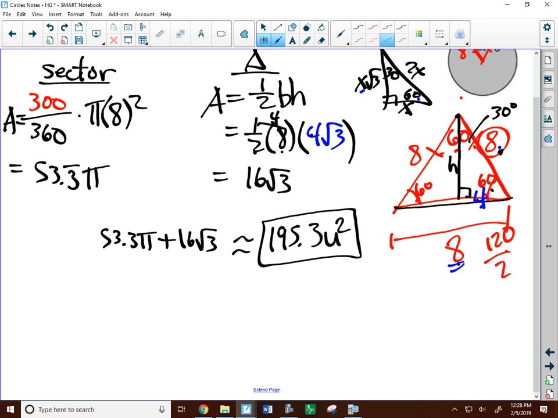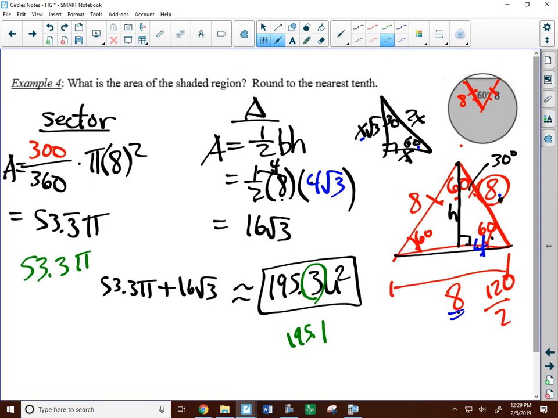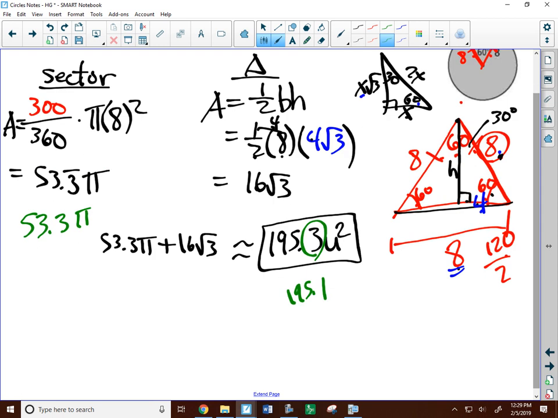Last thing I'll say, earlier I had somebody say, I got 195.1. She's like, what happened? Why did you get that? Well, that's the calculator. She put 53.3. She stopped it there. She didn't put the dot and continue the threes. So you'll notice you get a little bit off. Don't round that too early. So, okay. Add them together. That's the shaded region area right here.